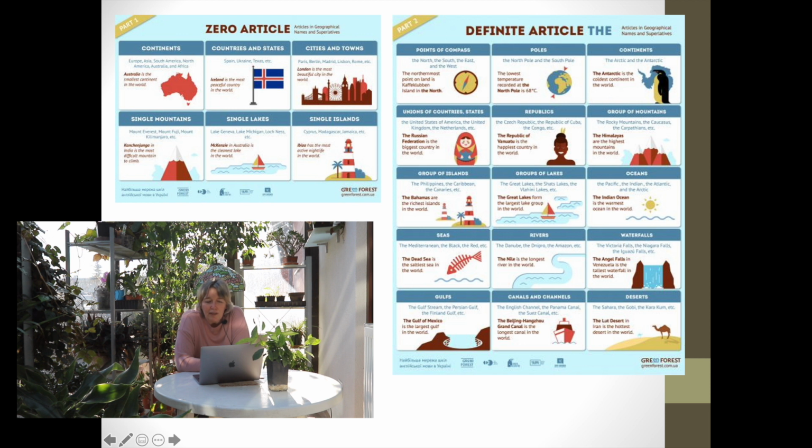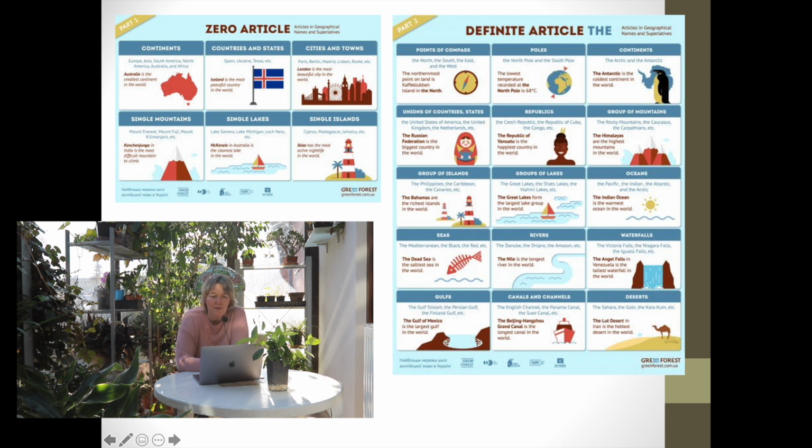So what do we have here? Points of compass, poles, so the North Pole, the South Pole, some continents, but only the Arctic and the Antarctic, because all others do not have it. Some countries, but not individual countries, but unions of countries or states, like the Russian Federation, for example, or republics. And the Czech Republic, the Republic of Cuba. If you have the word republic in the name of the country, you have the definite article.